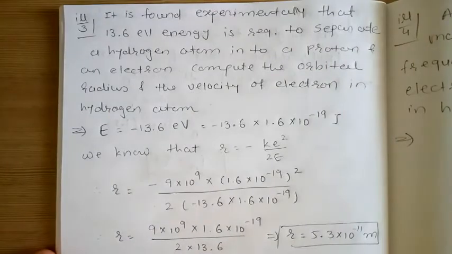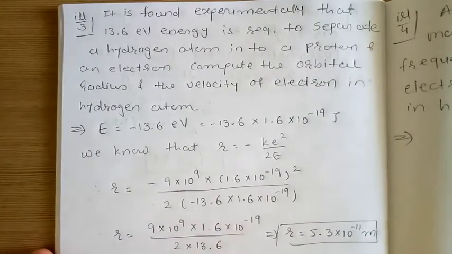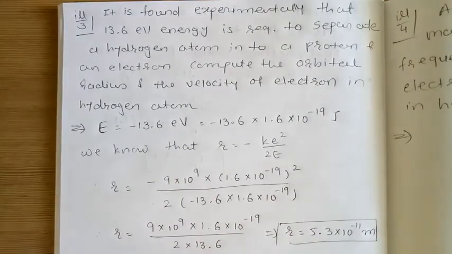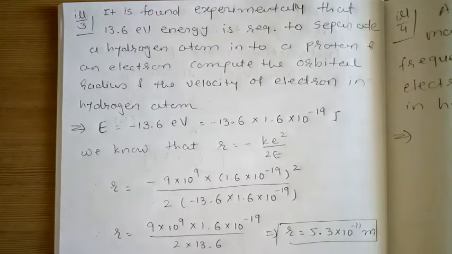So once again, here the value of energy is given, energy is equal to 13.6, but we have to apply this energy to separate the hydrogen atom. So E is equal to minus 13.6 eV. First of all we have to convert eV into joule. So minus 13.6 into 1.6 into 10 raised to minus 19 joule.